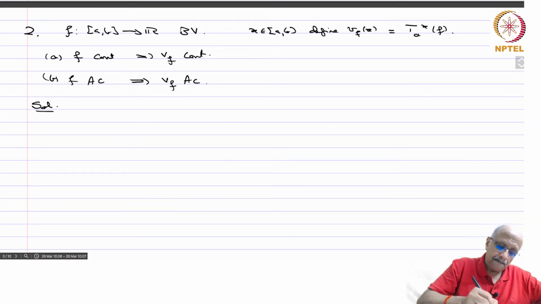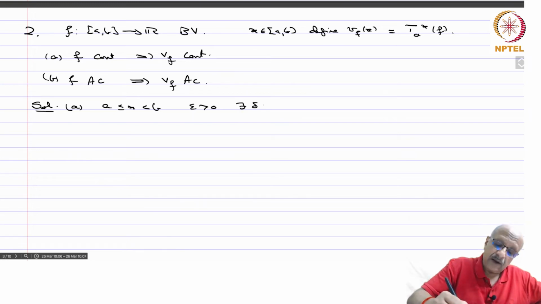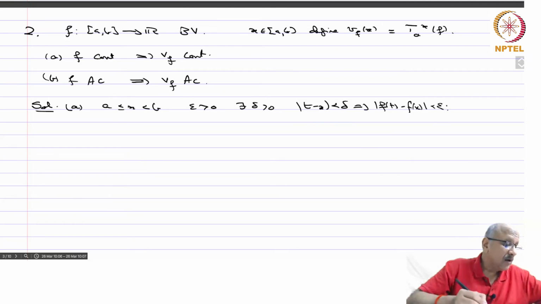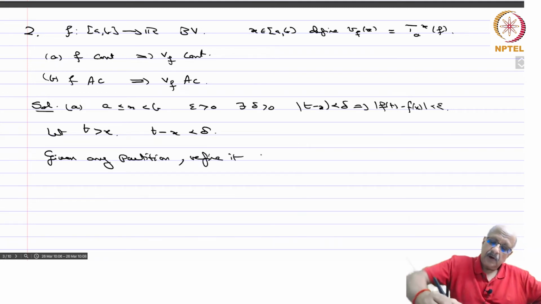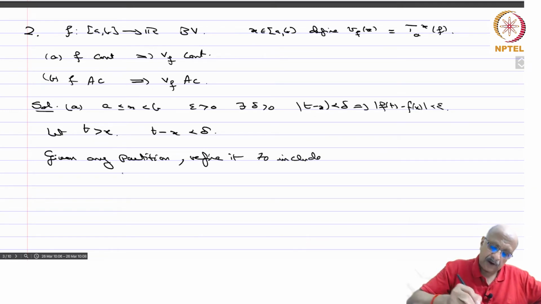So solution, we will prove the continuity by showing the left and the right continuity. So let a ≤ x < b, epsilon greater than 0, then there exists a delta positive such that |t - x| < delta implies |f(t) - f(x)| < epsilon. This is the usual continuity. So now let t be bigger than x and t - x < delta. Okay, so given any partition of [a,t], refine it to include x as the penultimate node.